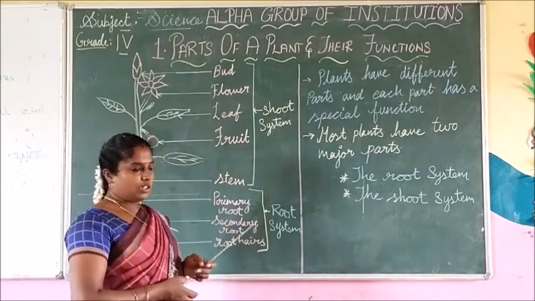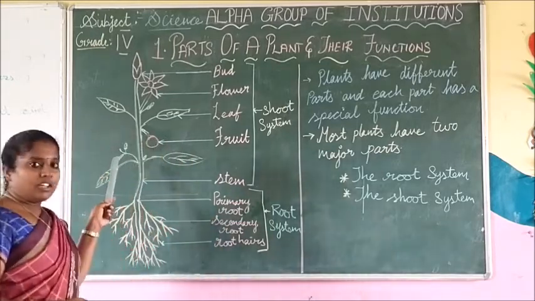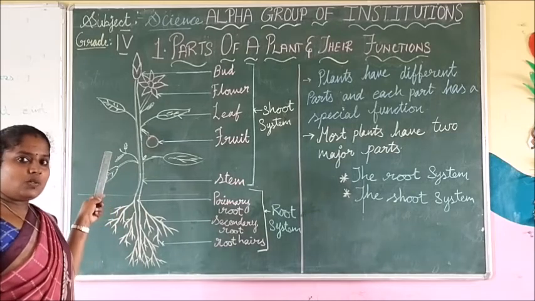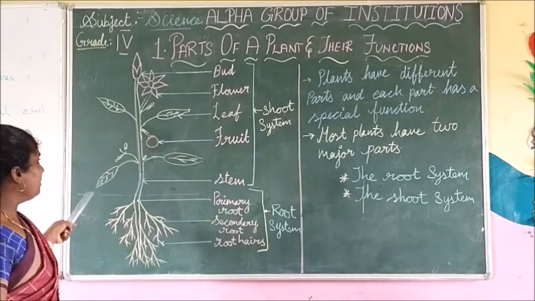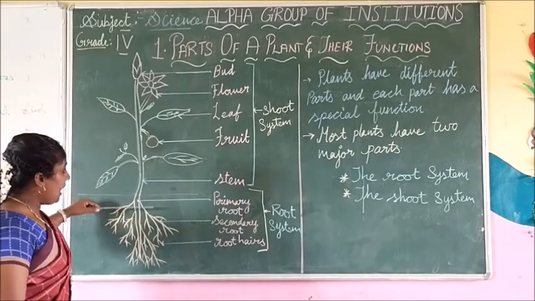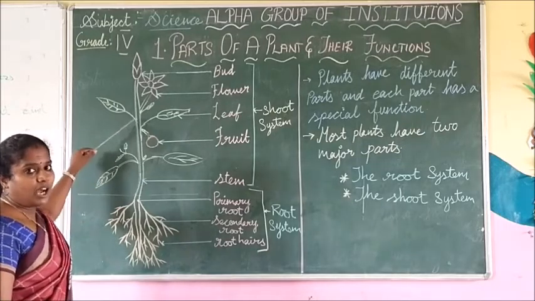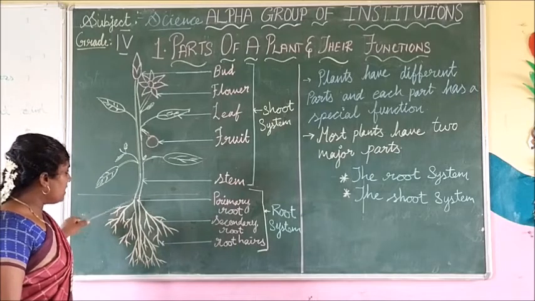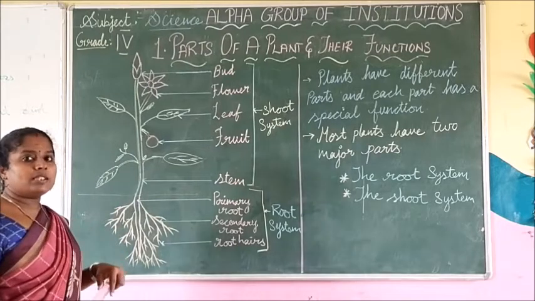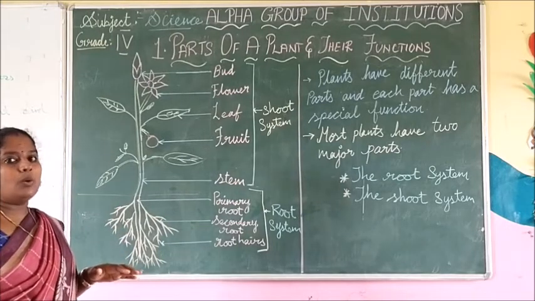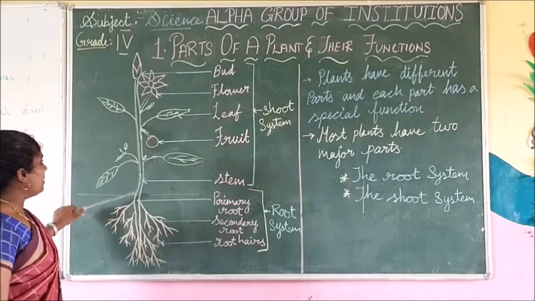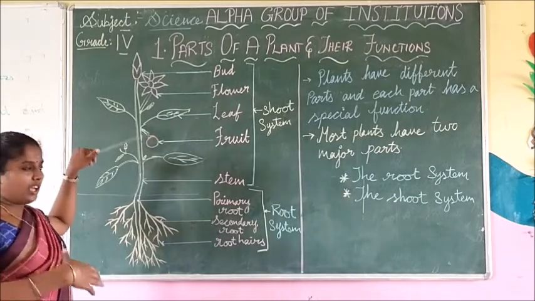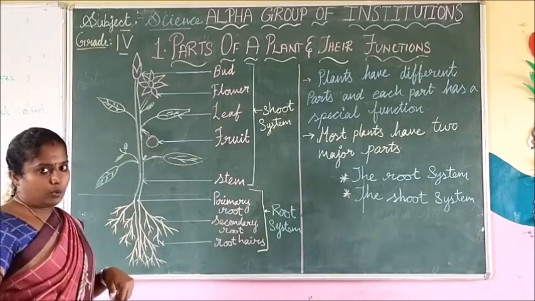Now we are going to see. Can you see this? What is this? It is a plant. In a plant, this part will be under the ground, and this part will be above the ground. What is this? Roots. Roots will always be under the ground. And the stem, leaf, and branches will be above the ground.